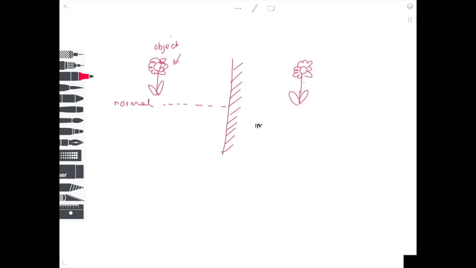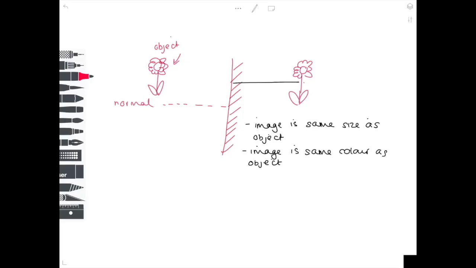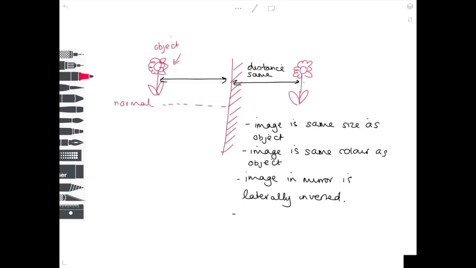Well, first of all, the image is obviously the same size as the object, and it's worth making a note of everything I'm writing. These are quite common sense points, so don't be surprised by them. Secondly, obviously the image will be the same colour as the object. The image will be the same distance behind the mirror as the object is in front. But crucially, the image will be laterally inverted, which means the left will appear on the right and the right will appear on the left. Lastly, this image will be virtual, which means that it can't appear on a screen.